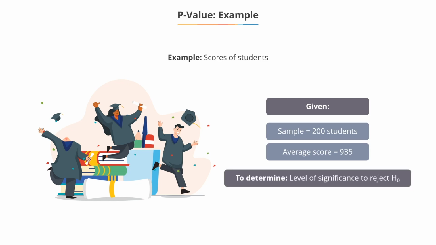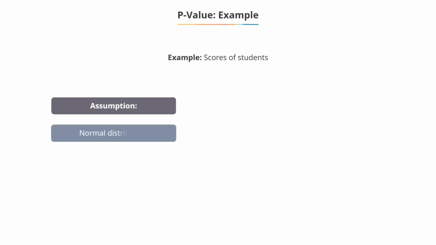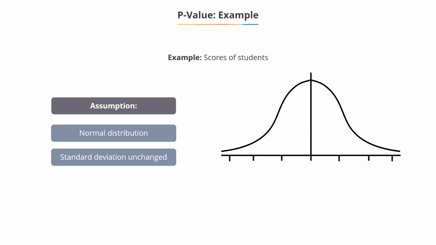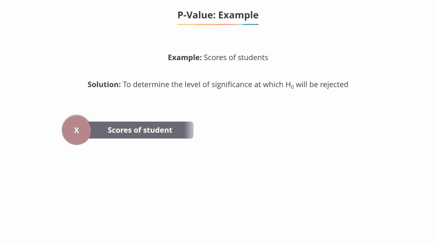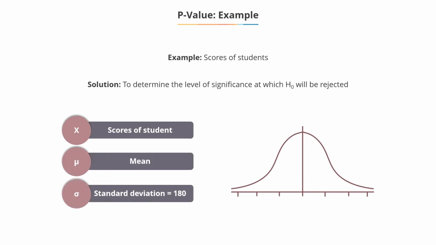Determine the minimum level of significance at which the null hypothesis will be rejected. Assume that scores follow a normal distribution and that the standard deviation has not changed. The solution will be: let X denote the random variable indicating the score of a student this year. X follows a normal distribution with mu and sigma of 180.